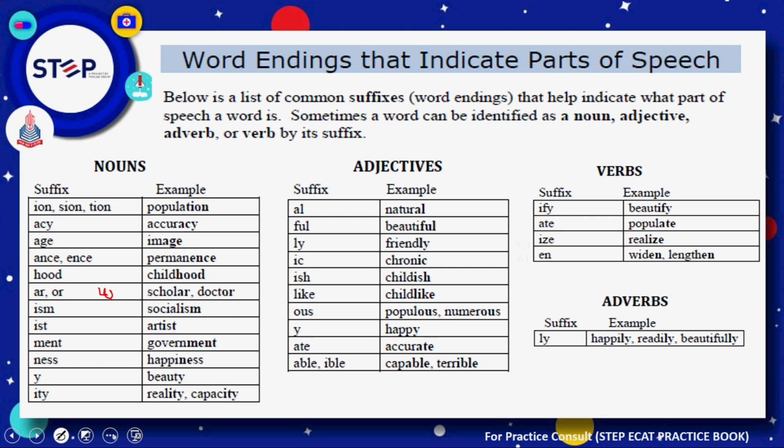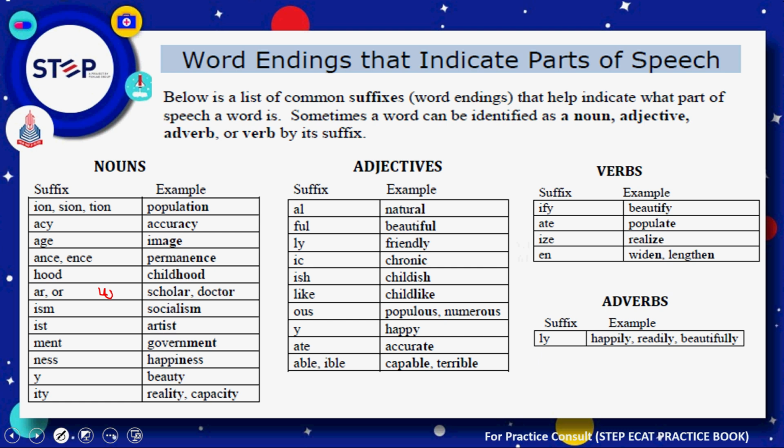For example, population. The words ending with ac are always nouns. For example, accuracy. The words ending with age are always nouns. For example, image. And the word endings with ance, permanence. The word endings with AR or OR, like scholar, doctor. These are some suffixes which indicate noun word endings.